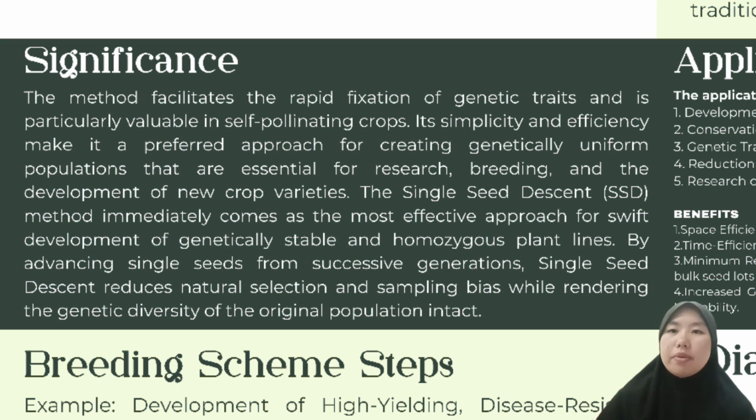The method facilitates the perfection of genetic traits and is particularly valued in self-pollinating crops. Its simplicity and efficiency make it a perfect approach for creating genetically uniform populations that are essential for research, breeding, and the development of new crop varieties. The single seed descent method is the most effective approach for swift development of genetically stable and homozygous plant lines. By advancing single seeds from successive generations, single seed descent reduces natural selection and sampling bias while keeping the genetic diversity of the original population intact.